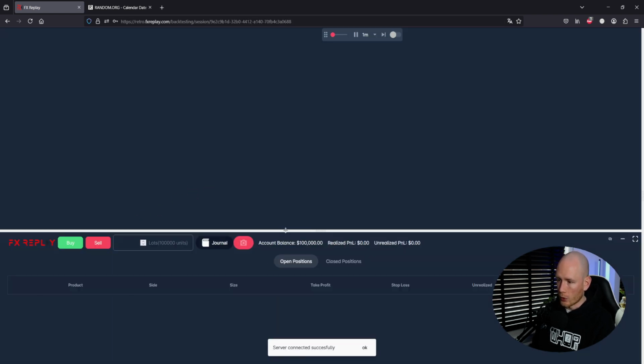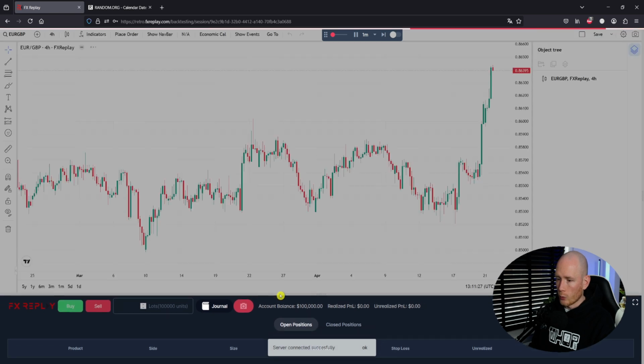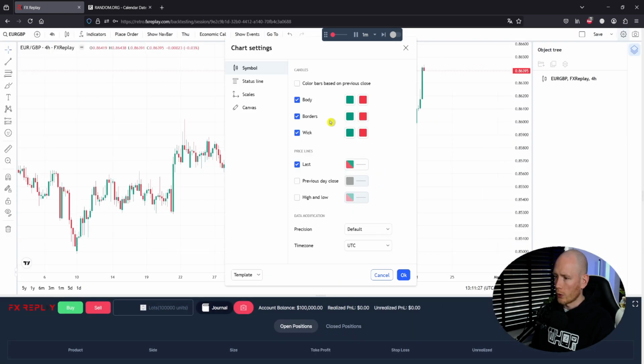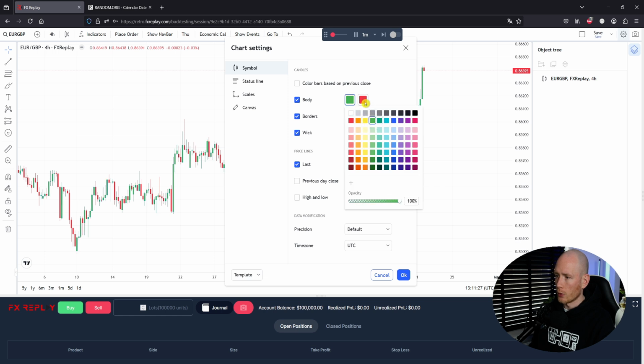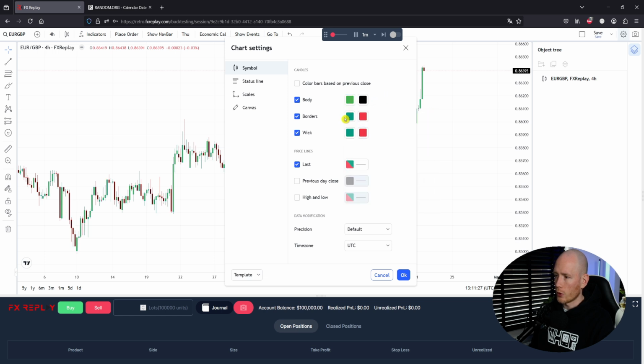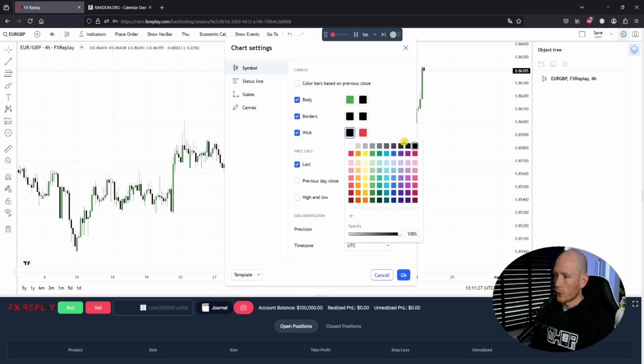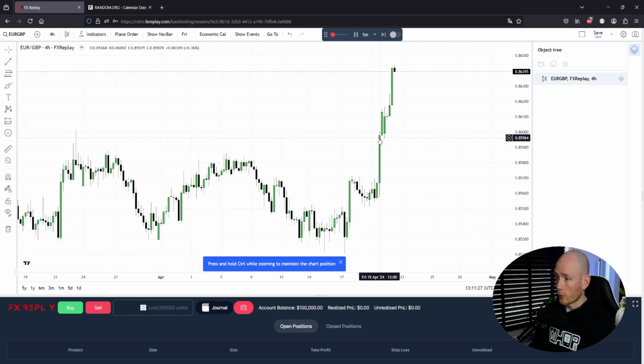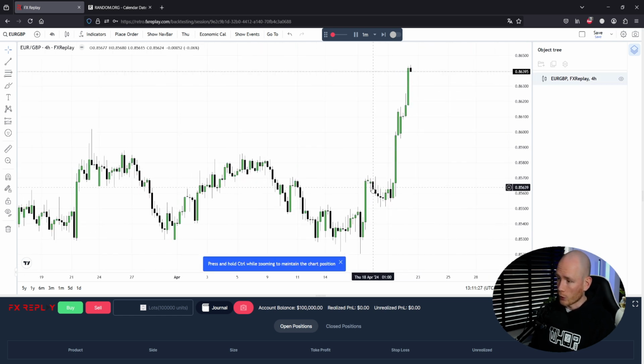Let's hop into the simulator. Now, what I want to do first of all is get rid of these colors, because that's horrible. Let's change that real quick, and then we're going to start off. This will take like 5 seconds. Because you know you can only be profitable if you have green candles, and the bearish candles have to be black. That's how it goes, right?